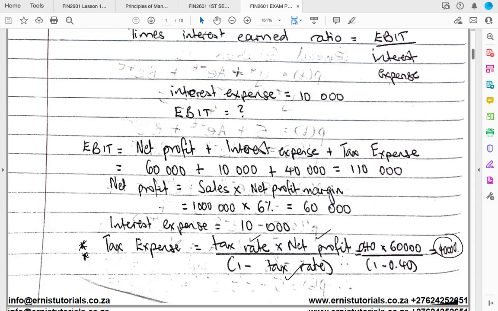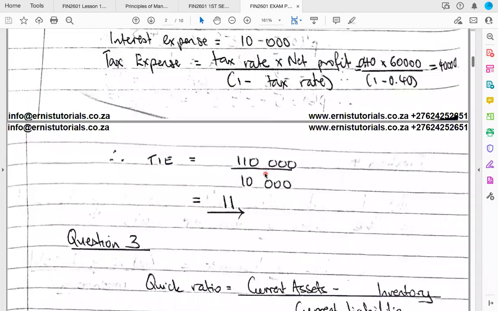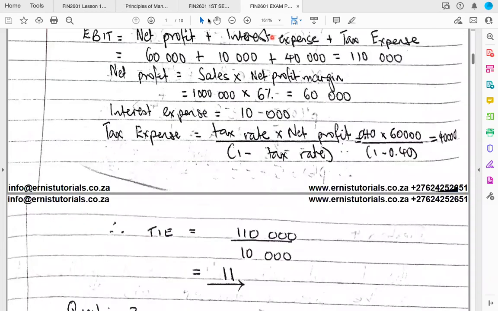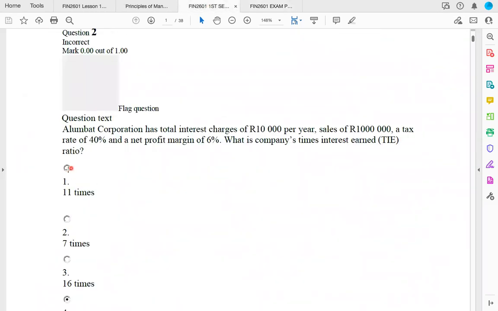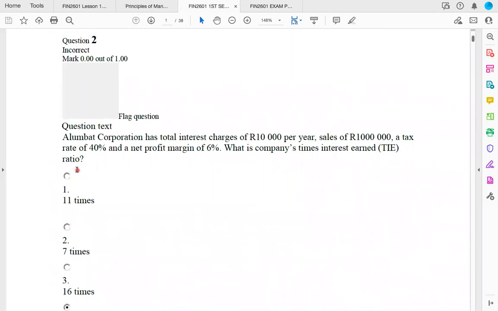And then this 40,000 is our tax expense. We can substitute it back into our formula, whereby we say our net profit plus our interest expense plus our tax expense, and then we get 110,000 as our EBIT. And then once we have that 110,000 as our EBIT, we can now substitute it into our formula, 110,000 divided by 10,000, and then we get 11, right? So the correct answer there is number 1, it's 11, right?